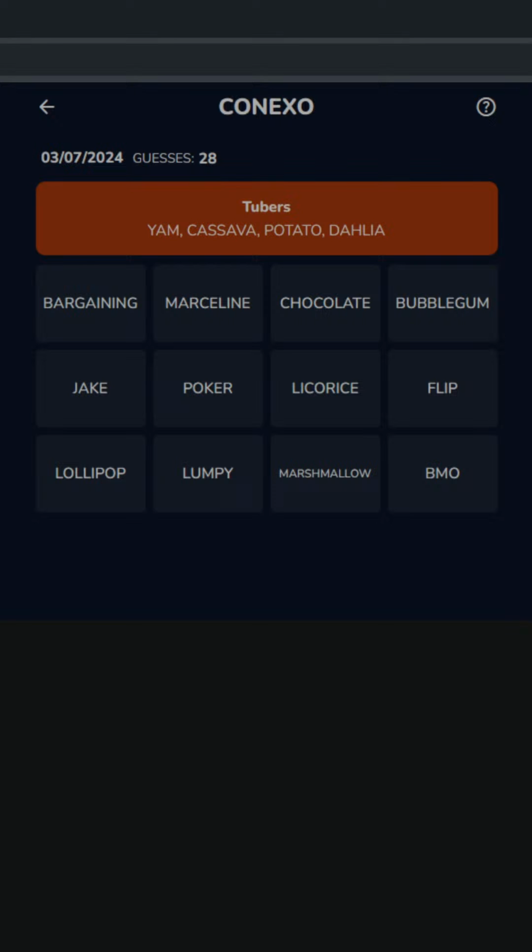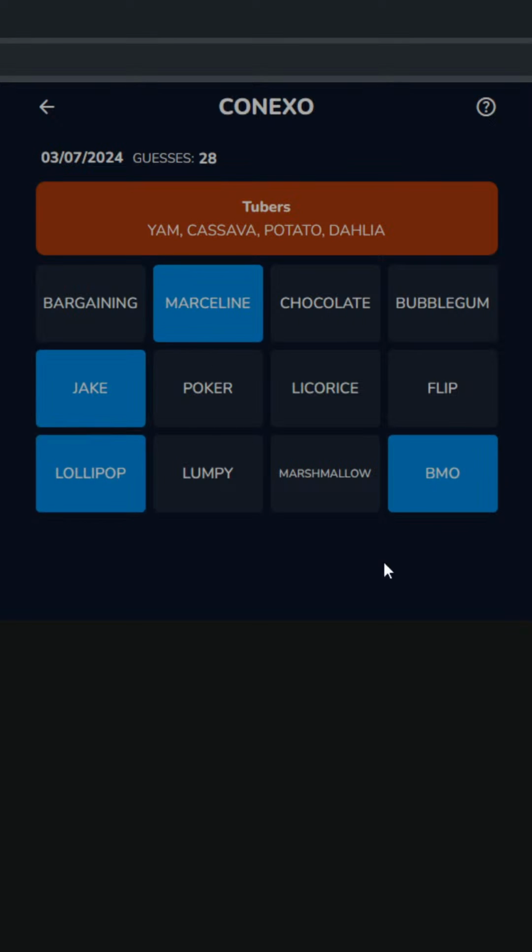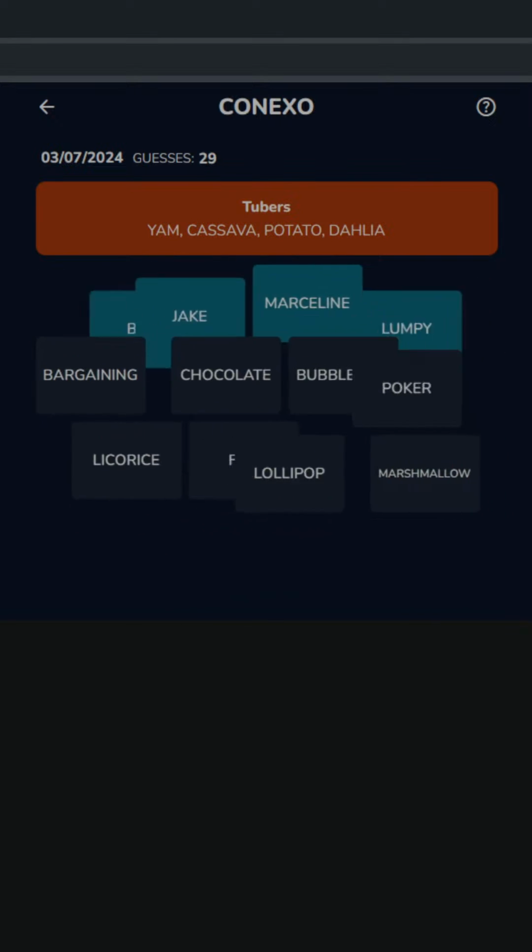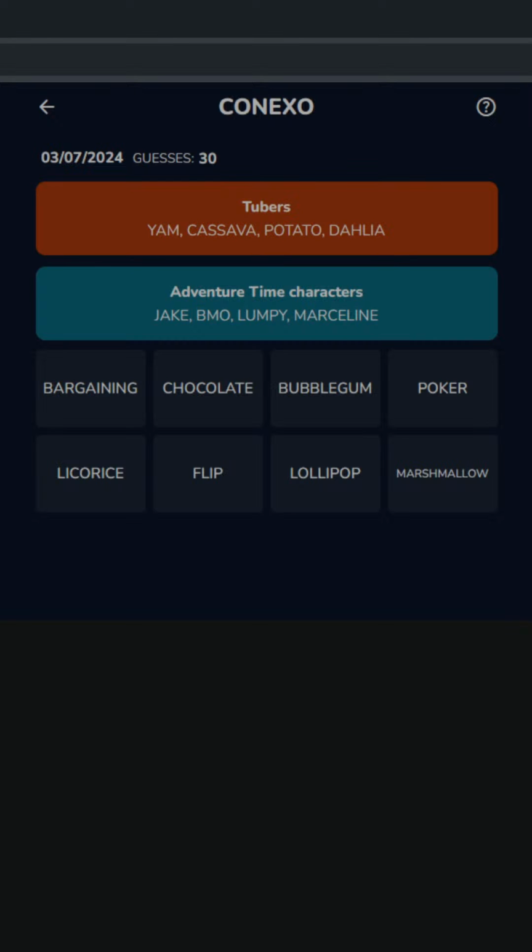BMO, Jake, Marceline seem right. I'll just try them with some of the other ones. I thought I tried that already. BMO, Jake, Lumpy, and Marceline. Okay, that just made this way easier. Ignore the guesses is equal to 30.